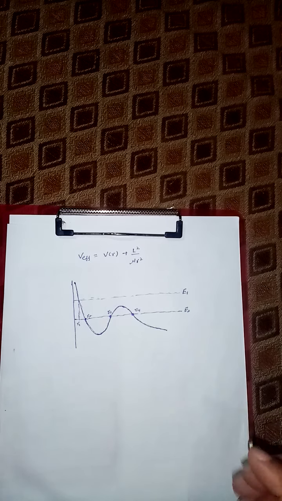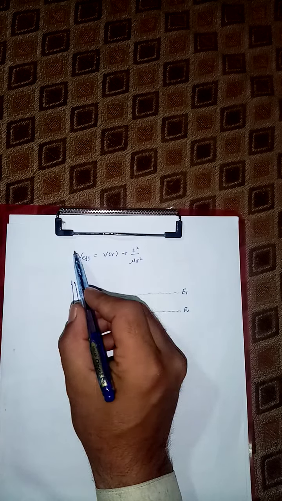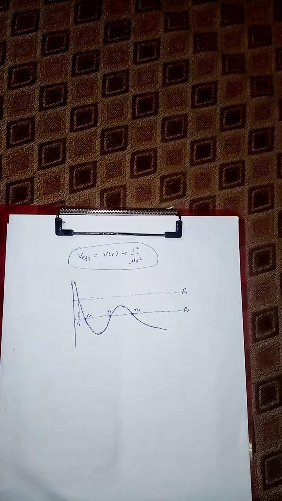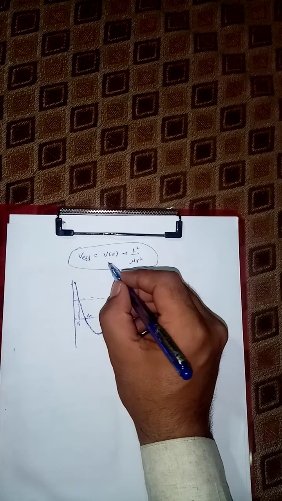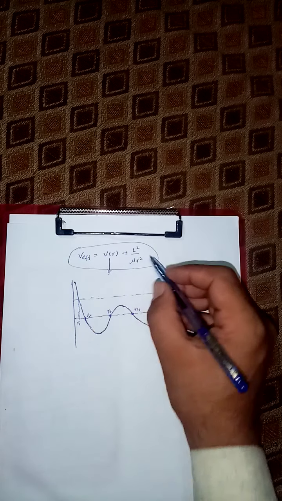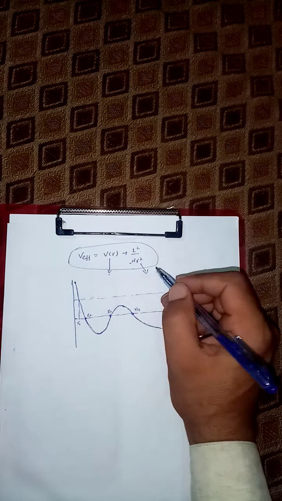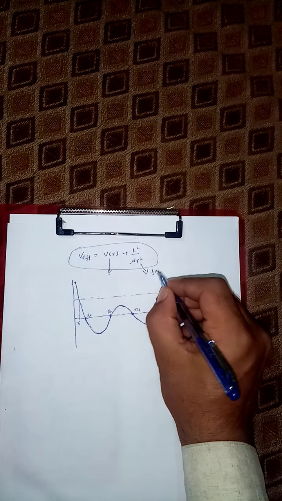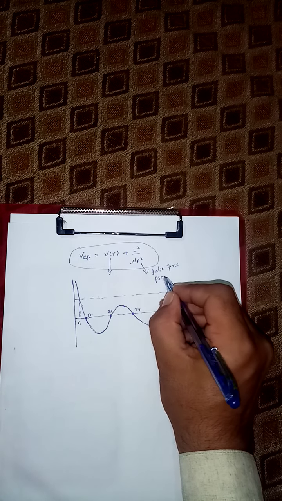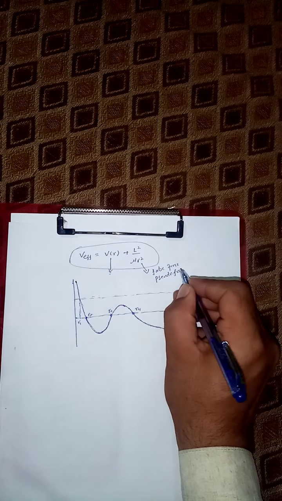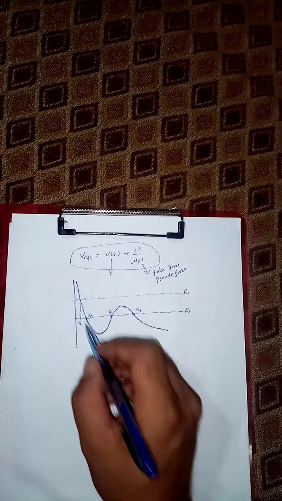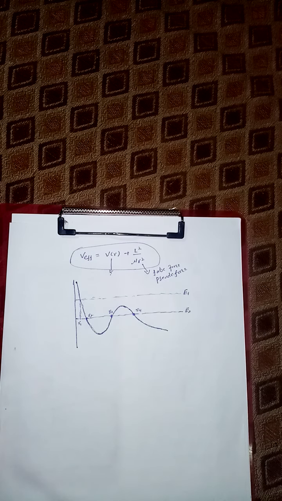Okay, in the last video we derived the relation for the effective potential, which is given here. This potential has two parts. One is the actual potential from the actual force, and the other is the potential from the false force, the pseudo force. And the shape of the potential is given here, which is drawn in this figure.